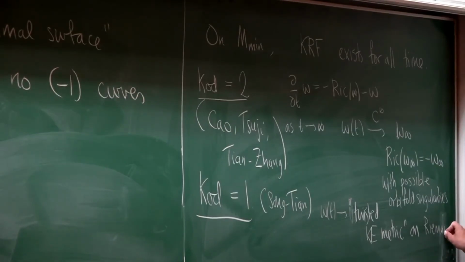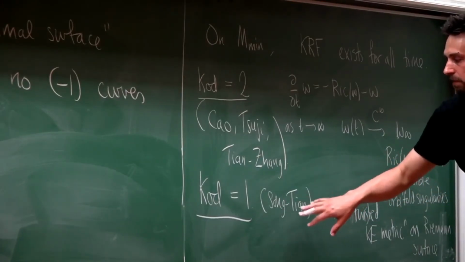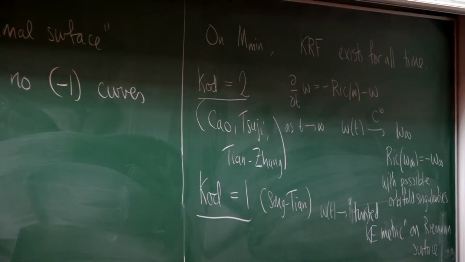So what happens here is that the manifold actually collapses as t goes to infinity. Well, actually Song and Tian didn't really prove that it collapses in the metric sense in general. They get this collapse in the sense of currents. So there are some open questions there about exactly what happens.